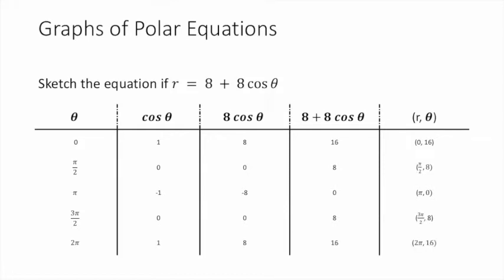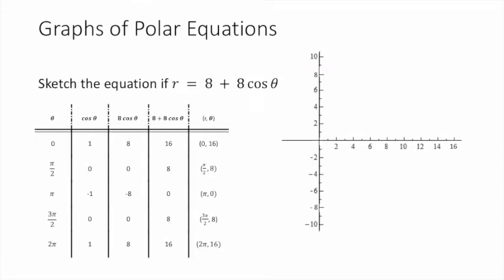The last one, I will use 2 pi. Cos 2 pi is 1. 8 times 1 is 8. 8 plus 8 is 16, and the final point is (2pi, 16). After we get the points, we can use the Cartesian coordinates again.